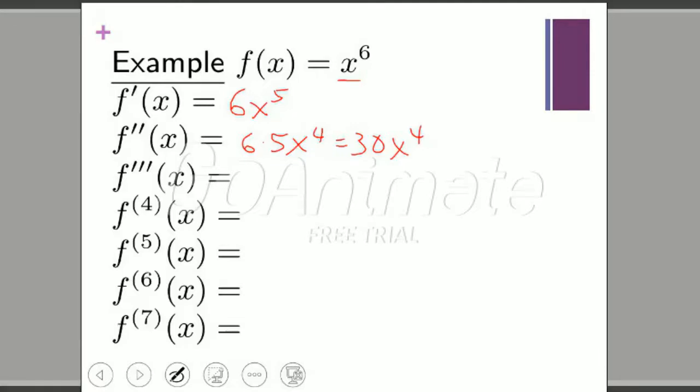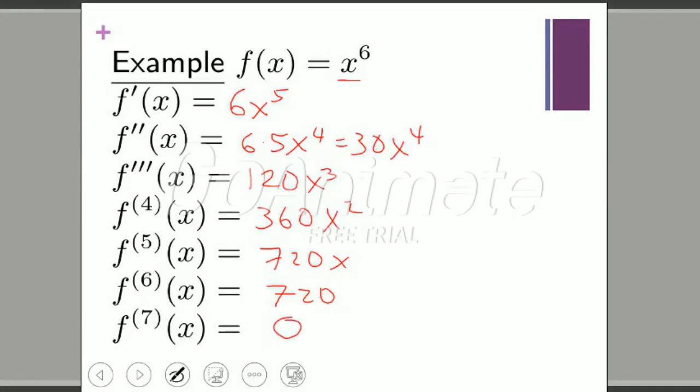And since the second derivative is differentiable, then you can take another derivative to get the third derivative, which is 30 times 4 by power rule again, 120x to the power 3. You can go on and on. So the fourth derivative is the derivative of the third derivative, which is 360x squared. And then the fifth derivative is the derivative of the fourth derivative. So that's going to be 720x. And finally, the sixth derivative is going to be 720. And in fact, the seventh derivative of x to the power 6 will be 0.